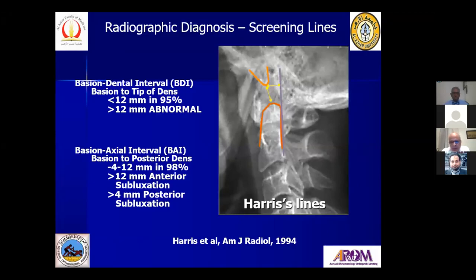And there are some radiological diagnostic screening lines. You have to know about what we call Harris lines. Based on that, this is the vertical line. The relation between this line and this line is always less than 12 millimeters in 95%. More than 12 millimeters means abnormality. The patient's axial interval, the axial interpretation to the posterior dens, shows what we call abnormality, subluxation, anterior subluxation or posterior subluxation, according to the distance more than 12 or less than 4 millimeters.